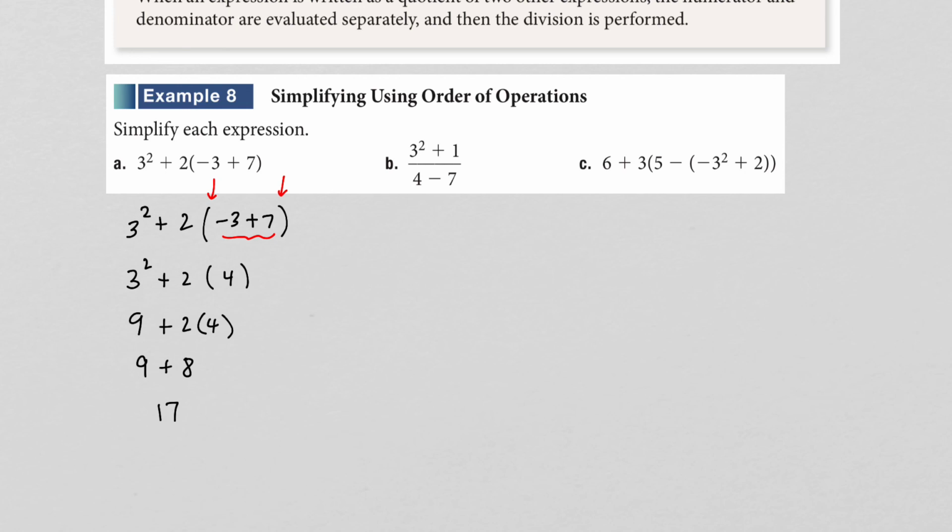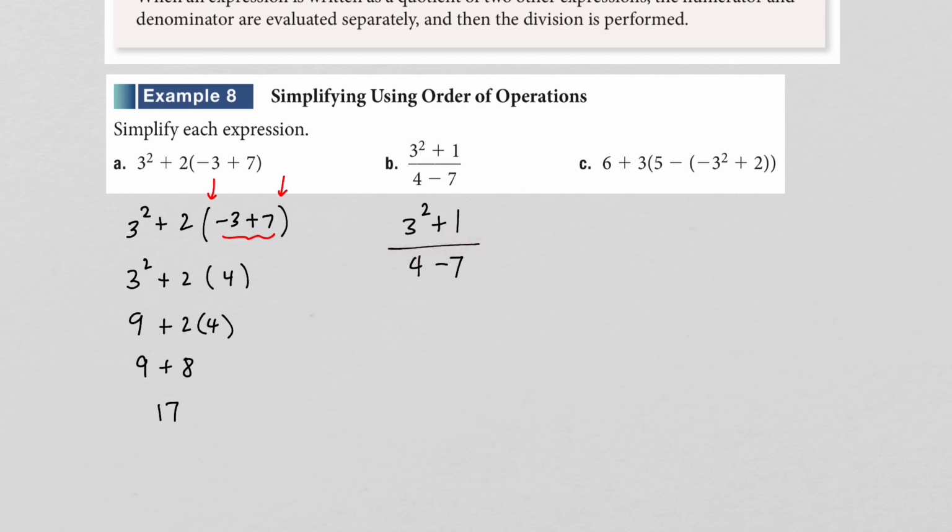In the second problem, it's a little bit special. We have 3 squared plus 1, and then over 4 minus 7. When you have a fraction, you kind of treat it like two problems. You need to work out the numerator and the denominator separately from each other. And then the last thing you will do is the actual fraction itself, which means division.